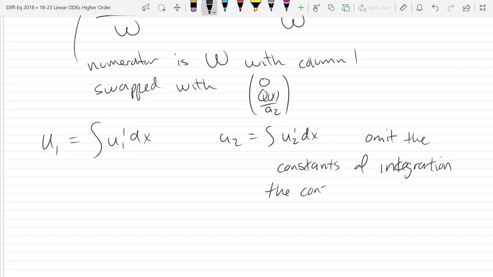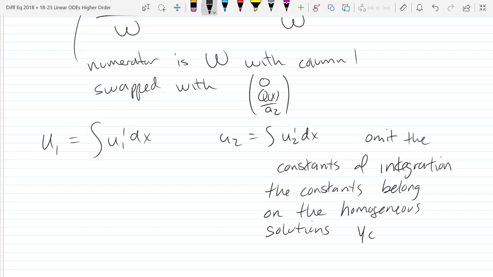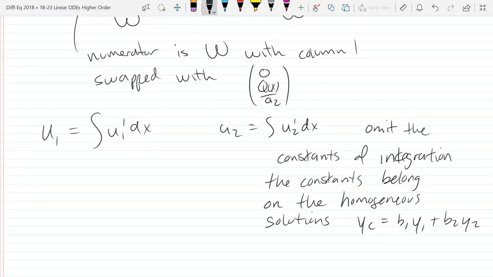The constants belong on the homogeneous terms, the homogeneous solutions, which we called yc, which was b1 y1 plus b2 y2. Those are where the constants go. What we're finding here is that we're basically going to modify b1 and b2.